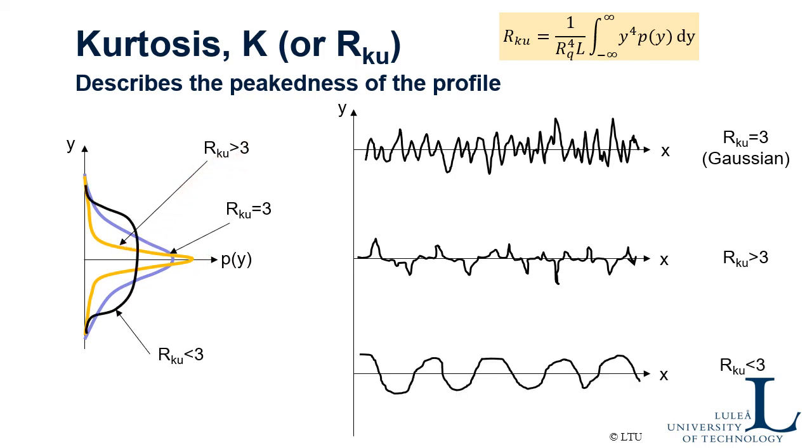And on the other hand, if you have something looking like this, and you get a probability curve looking like this, you have a smaller probability to find the profile at the mean line, but a higher probability to find it off the mean line, up here or down here. Then you have a kurtosis number smaller than 3, which is sometimes used.